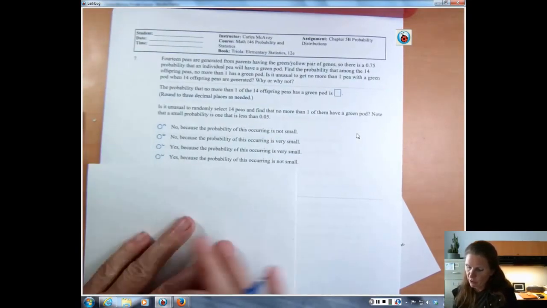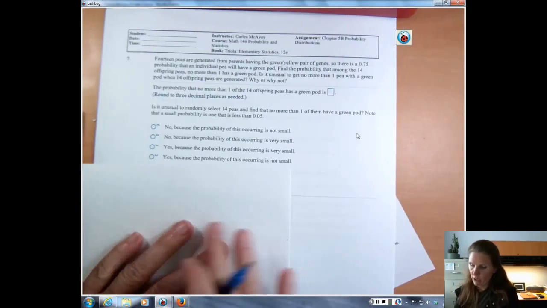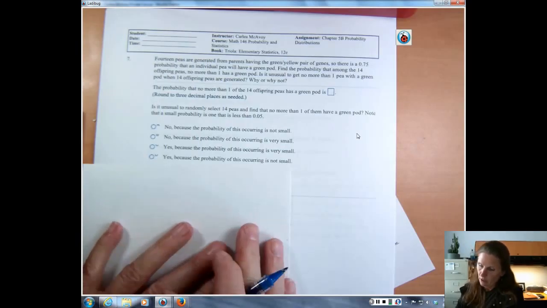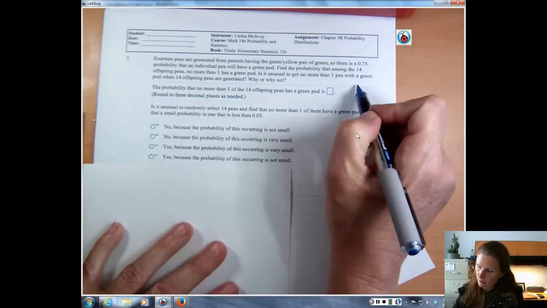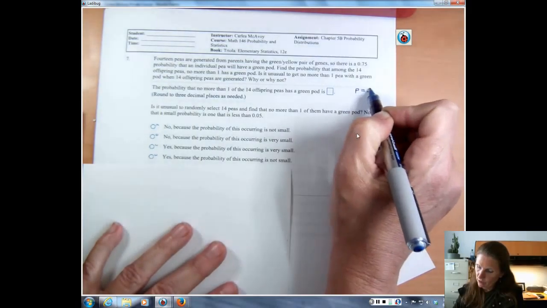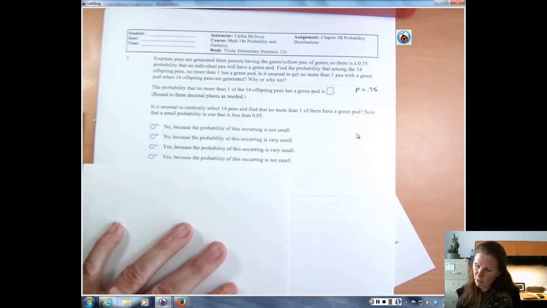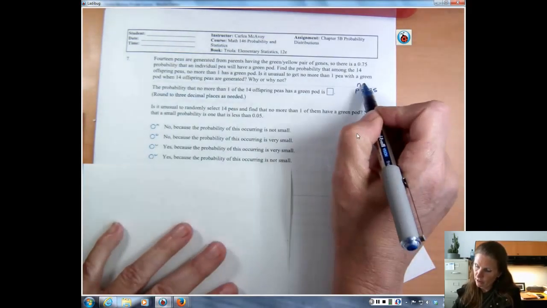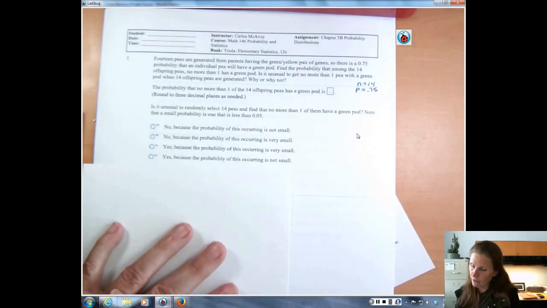14 P's are generated from parents having the green-yellow pair of genes. So there is a 0.75 probability that an individual P will have a green pod. I'm going to write that down. Probability is 0.75. That was just given. Find the probability among the 14 offspring P. So when we're looking at 14, that's our N.